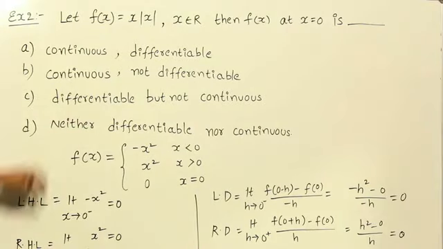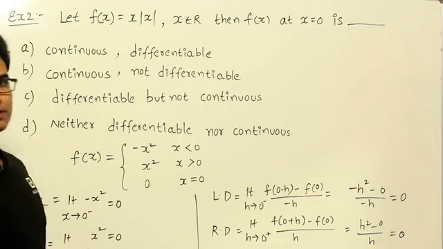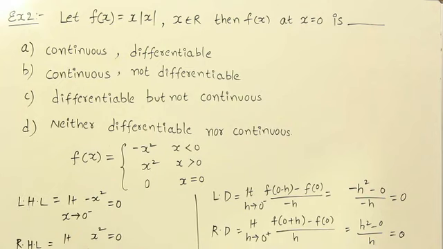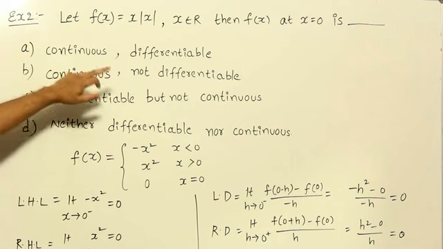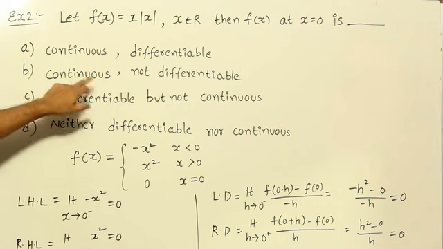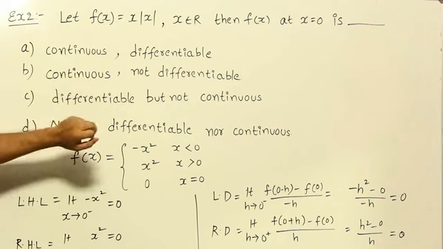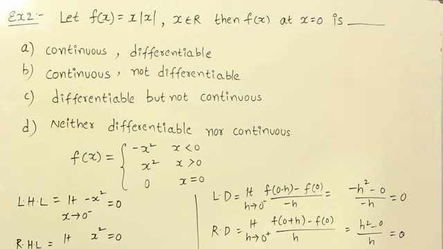Now let's see this question. Let f of x equal to x into mod x for x belongs to real numbers, then f of x at x equal to 0 is. So they are talking about the point x equal to 0 and they have given us the function, and now the options are: continuous, differentiable, continuous but not differentiable, differentiable but not continuous, neither differentiable nor continuous.